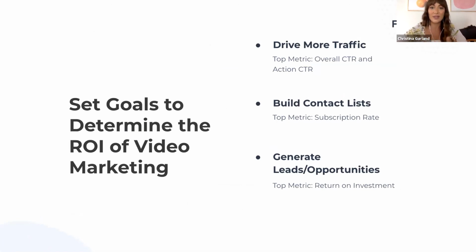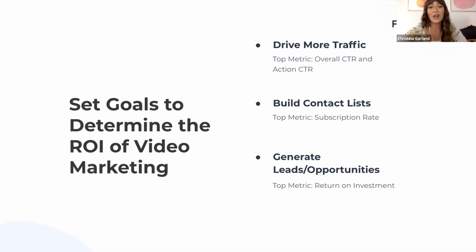Goals differ from video to video, but they generally fall into three different categories based on the stage of the funnel they're intended for. So the following are some common and practical goals for improving your ROI. So goal number one here is to drive more traffic. Your top metrics to look at will be your overall click-through rate and your action click-through rate. So the first goal of most video programs is to get eyes on the content you're creating. You can measure that by your CTR or how many people click play. Alternatively, you can measure the performance of individual links or forms within your video.